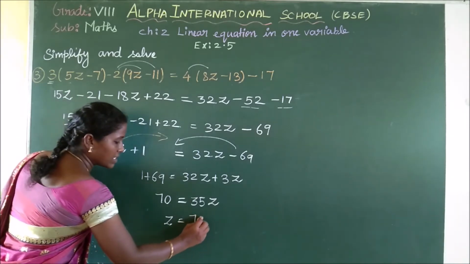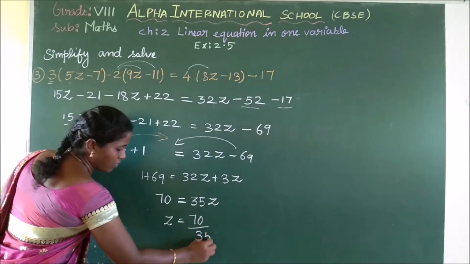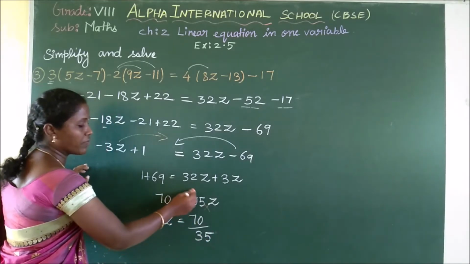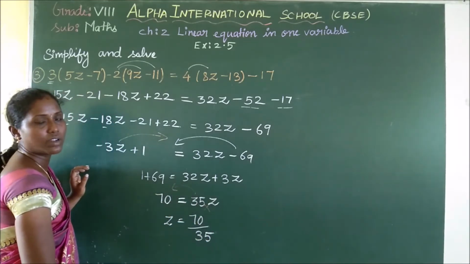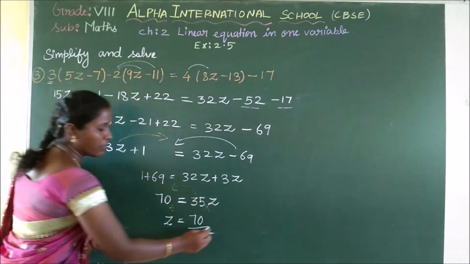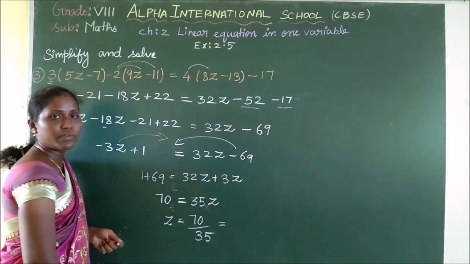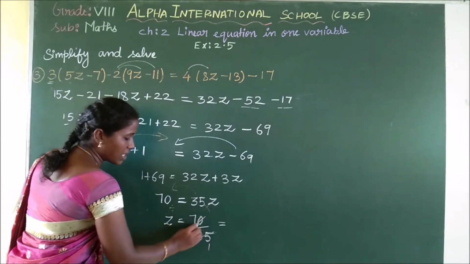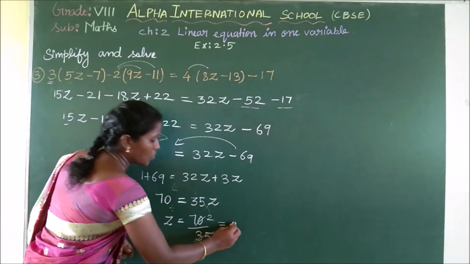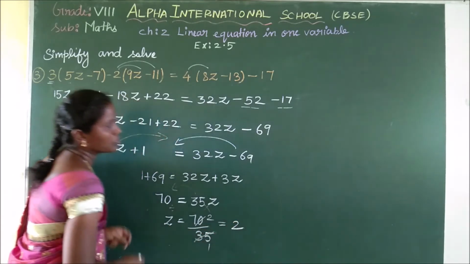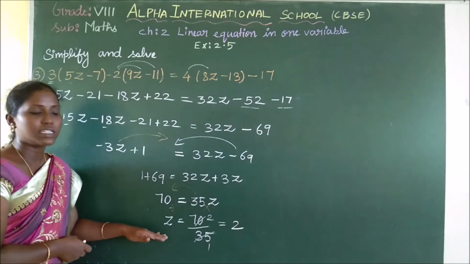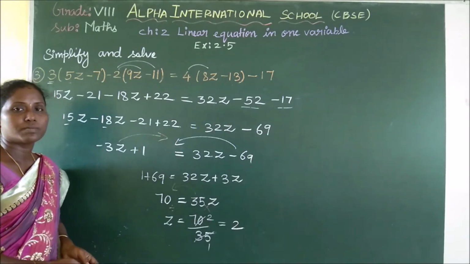How? 35 is under the operation of multiplication, so if it comes to this side, it is under division. So 70 by 35. It's possible to simplify. We know that 2 times 35 is 70. So z is equal to 2. So finally we simplified the equation and we got the variable answer z is equal to 2.